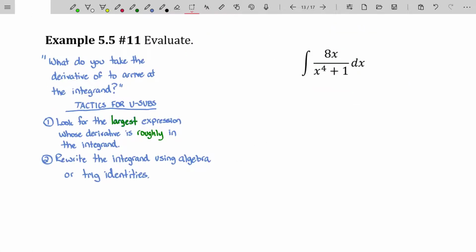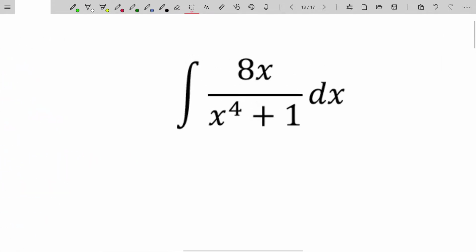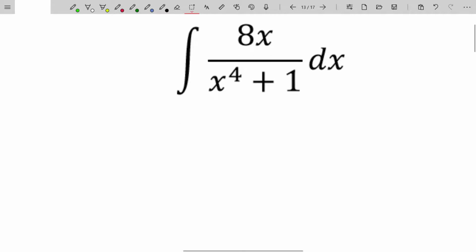Now this guy right here, this is a very special case. The indefinite integral of 8x over x to the 4th plus 1. This is very close to a derivative that we know. Specifically, it sort of looks like 1 over x squared plus 1, which is the derivative of the tangent inverse. But unfortunately, it's not a 1 over x squared plus 1.